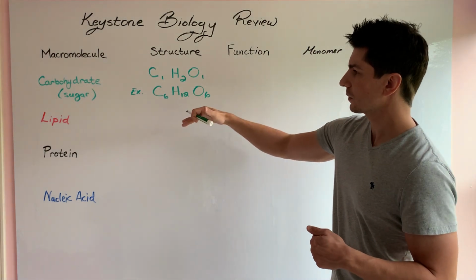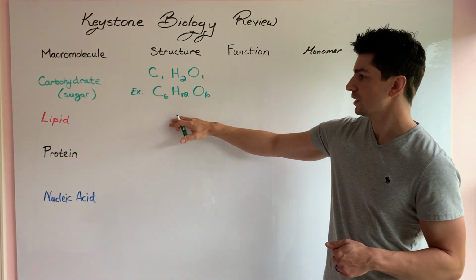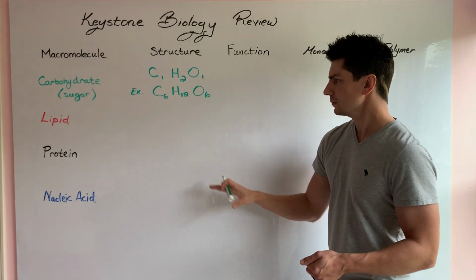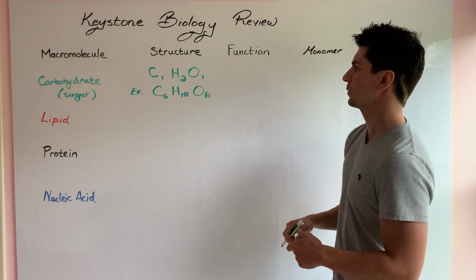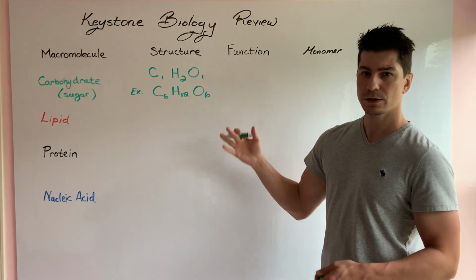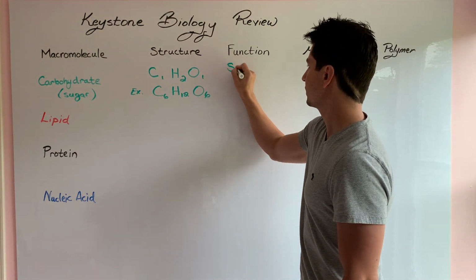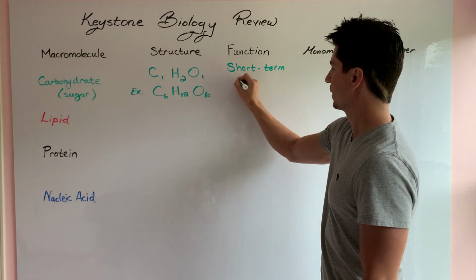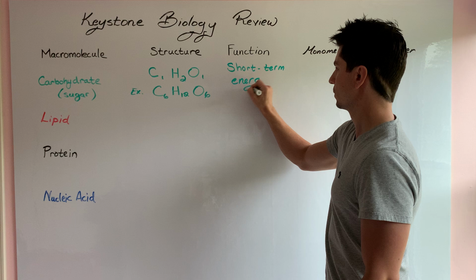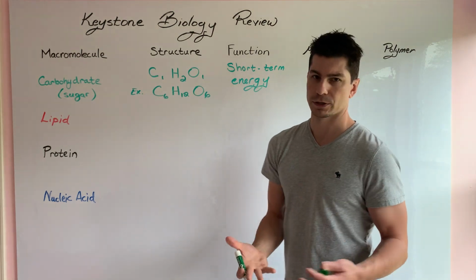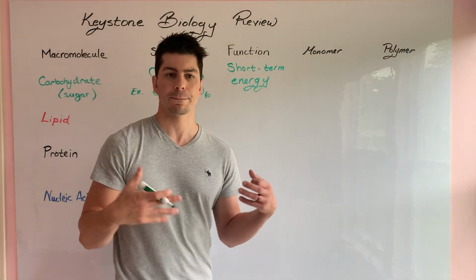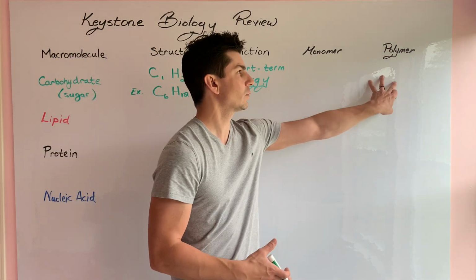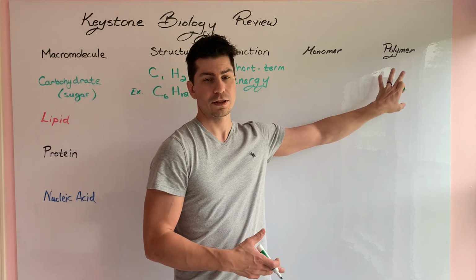For our carbohydrates, guys, if it's not in that format, it's not a carbohydrate, okay? In carbon, hydrogen, oxygen, only 3 elements we're going to find. Our function, so what do we use carbohydrates for? This is going to be short-term energy. Okay? So you're playing sports, you eat carbohydrates beforehand, you're going to burn most of those carbohydrates while you're playing that sport. Now our next 2 categories, this is going to be the monomer and the polymer.